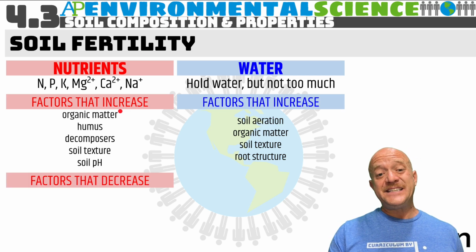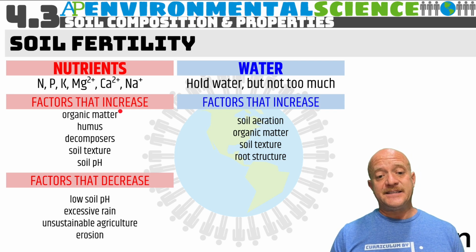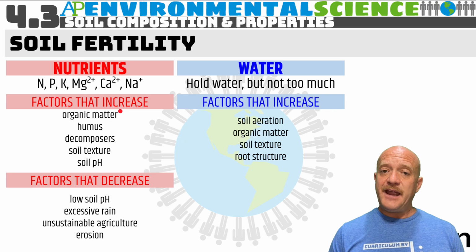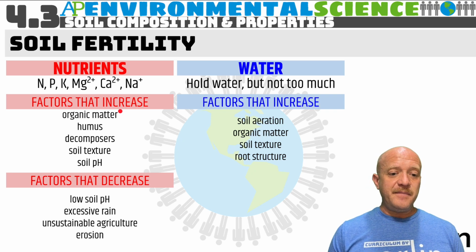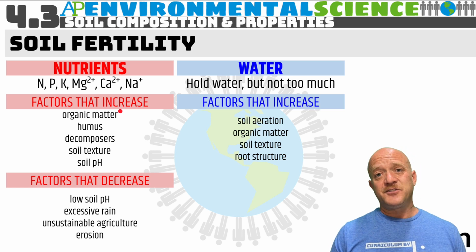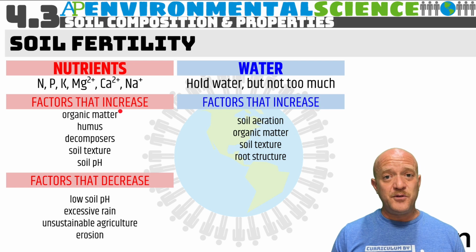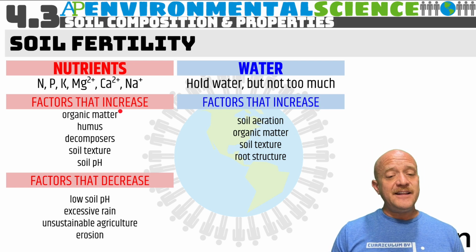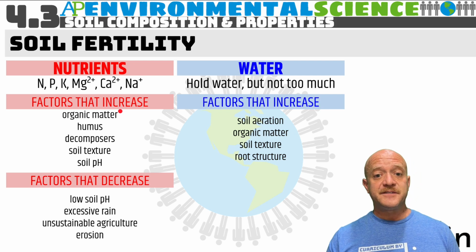Now, factors that are going to decrease the nutrient holding capacity. If we have a low soil pH, like I said, if we have excessive rain, it may wash away key components to the soil. If we have unsustainable agriculture, we keep planting the same crops over and over and over again, it is going to remove the same nutrients. And finally, soil erosion will remove the nutrients as well as the soil particles.